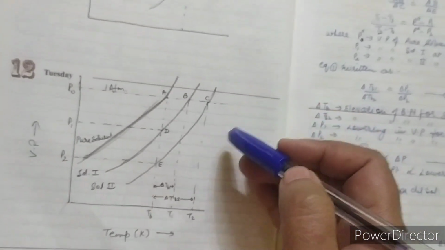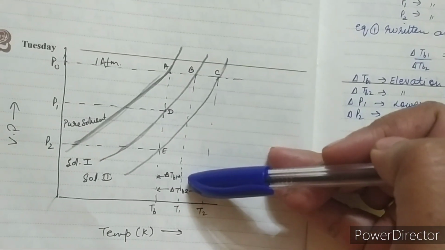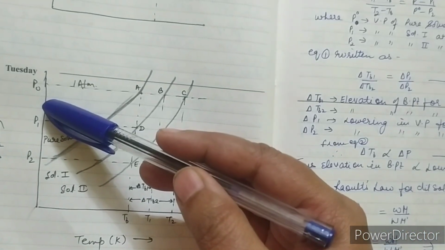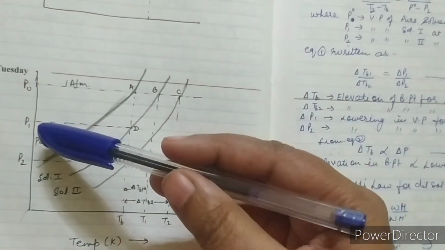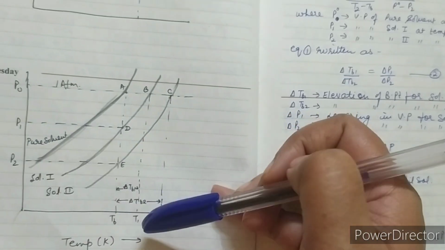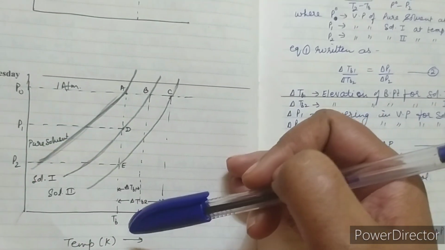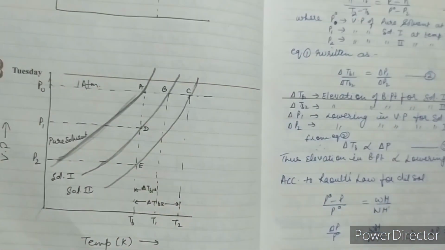Next, you can see here a graph has been plotted between vapor pressure and temperature in Kelvin. Here P naught is the vapor pressure of the pure solvent at its boiling point TB. P1 is the vapor pressure of solution 1 at temperature TB, and P2 is the vapor pressure of solution 2 at temperature TB. And these are the graphs showing here.